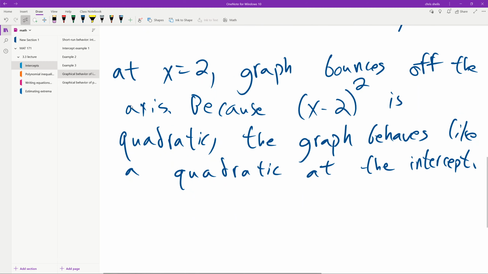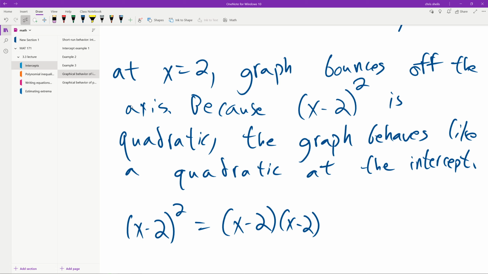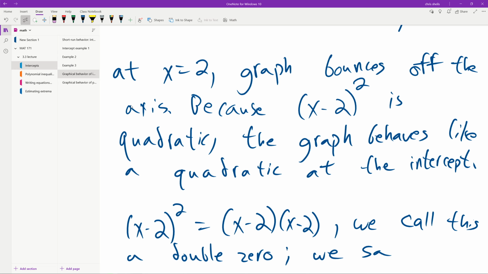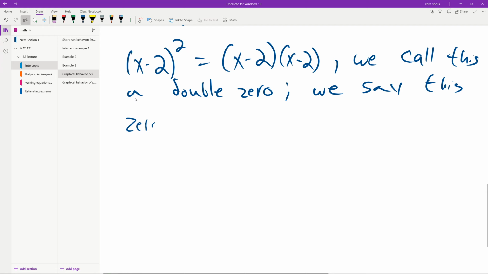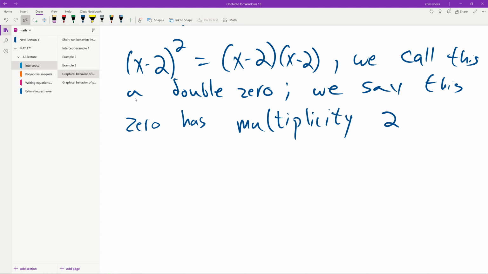And because x minus 2 quantity squared is equal to x minus 2 times x minus 2, we call this a double zero. And we say this zero has multiplicity 2. We say it has multiplicity 2 because it occurs twice.